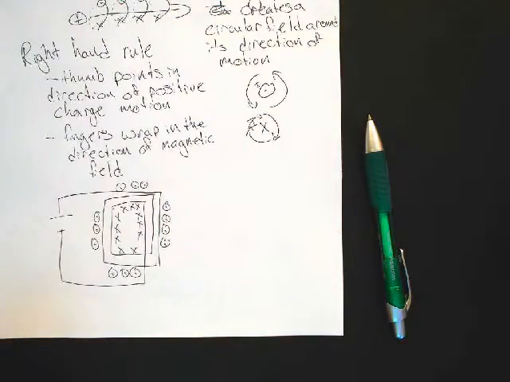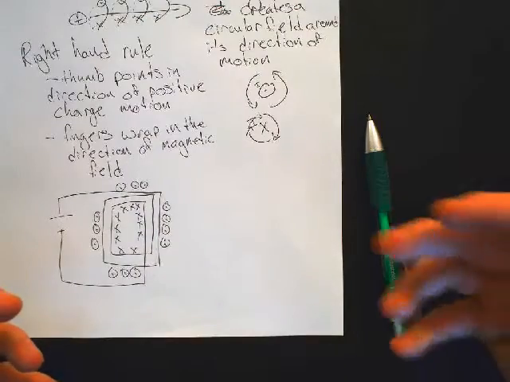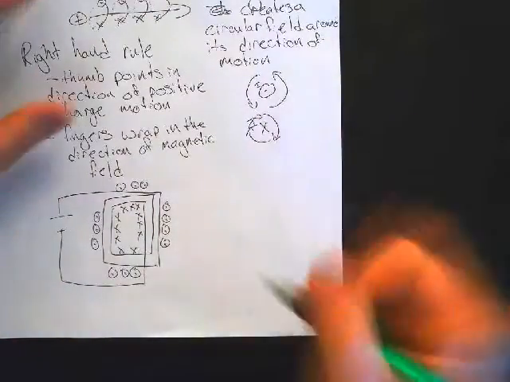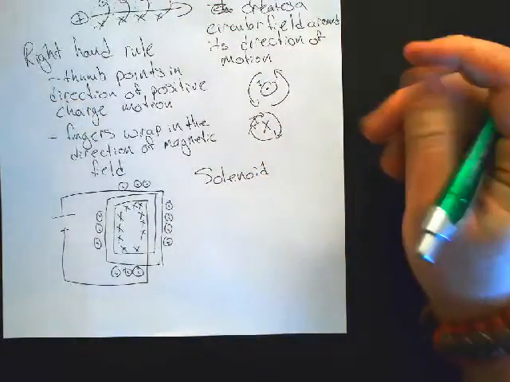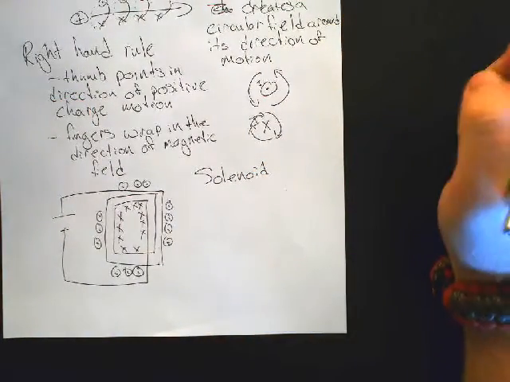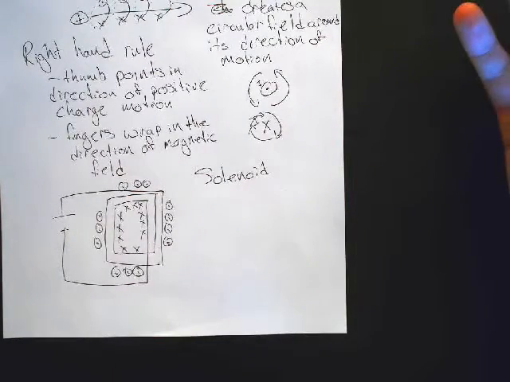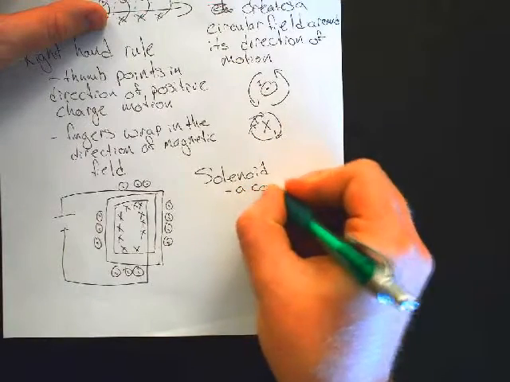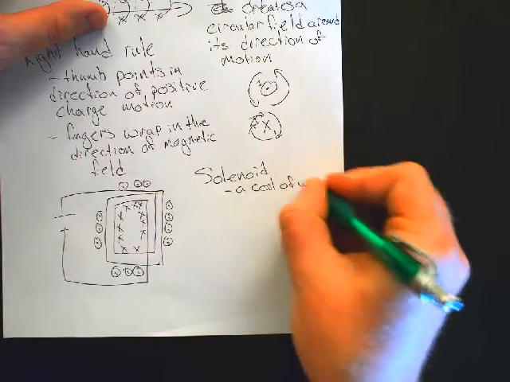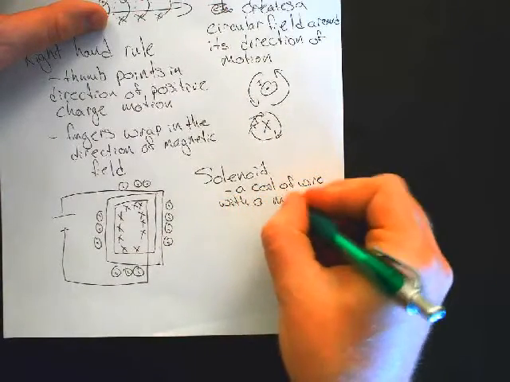This is what, when we start making coils of wire in practical use, we call solenoids. So a solenoid is a coil of wire with a magnetic core that can basically be turned on and off to create an electromagnet. A coil of wire with a magnetic core.